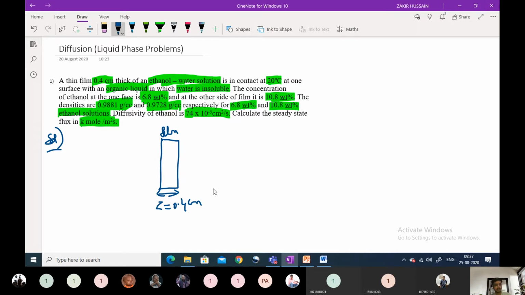This film is at temperature T equal to 20 degrees centigrade plus 273 so that it comes into Kelvin, so 293 Kelvin. Then next, it is in contact with some organic liquid on one surface only. The concentration of ethanol on one phase, let's assume this is the first phase and this is the second phase.